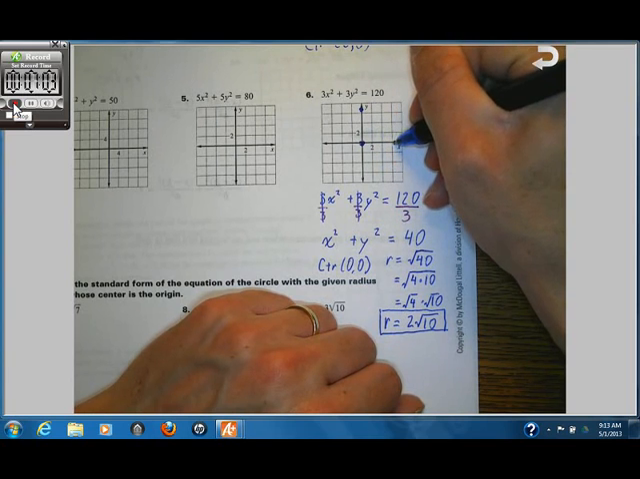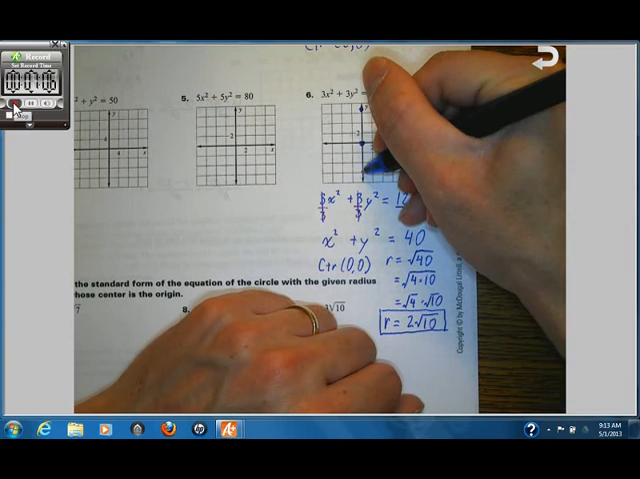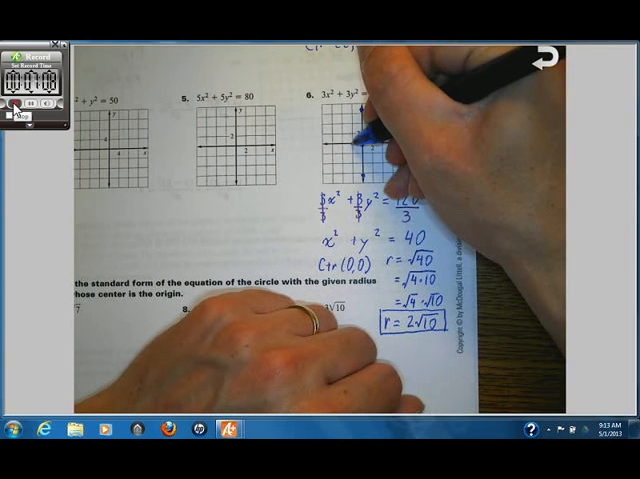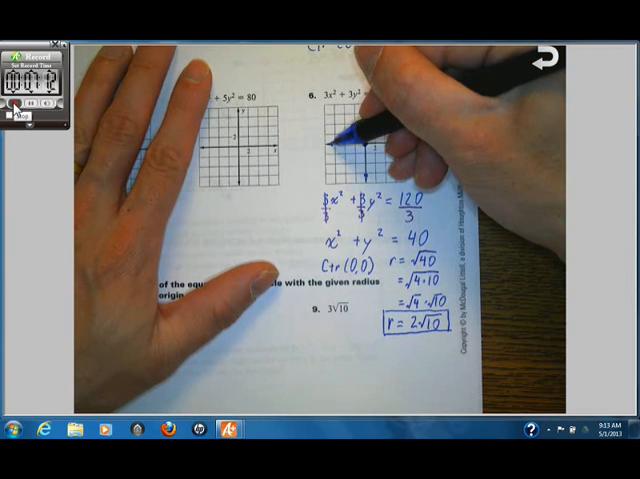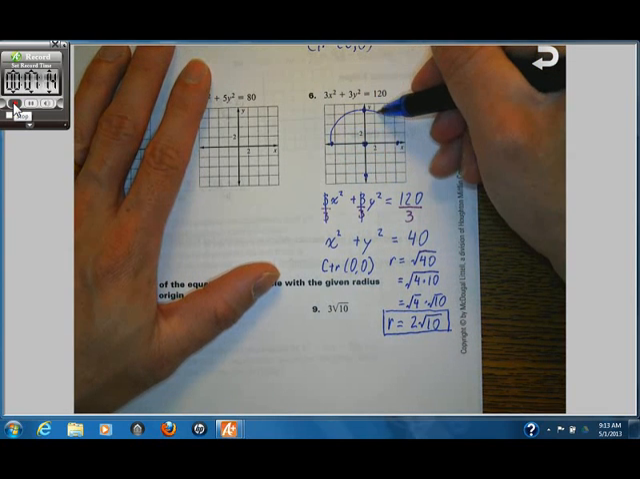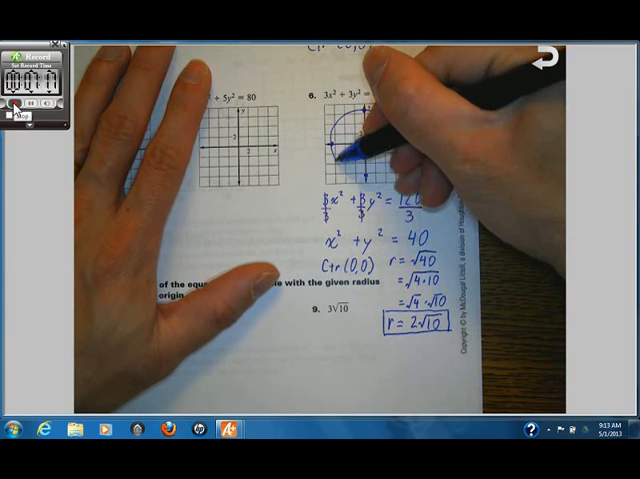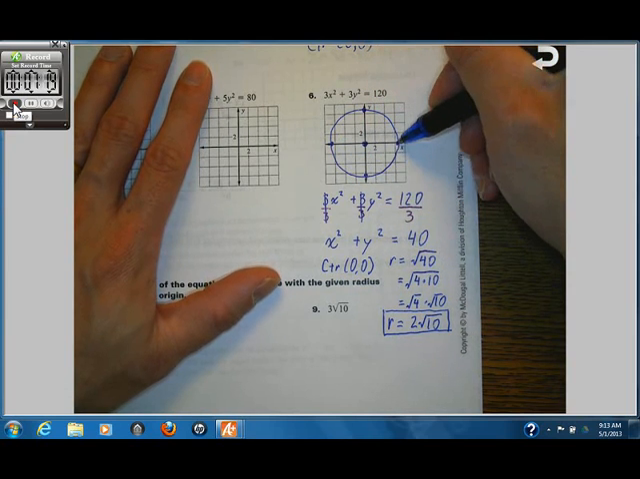And then you strike your circle, and if it's not perfect, that's okay. That's how you deal with imperfect squares.